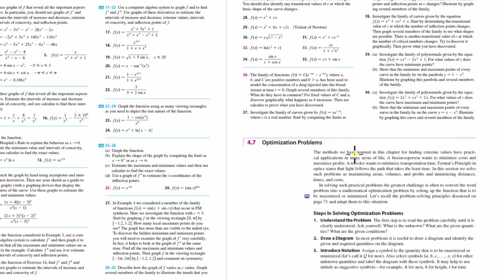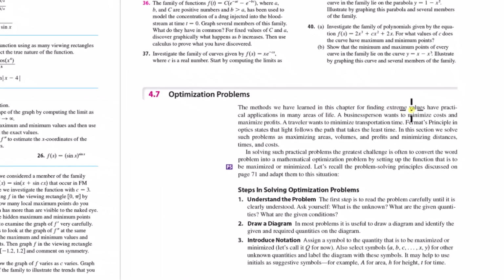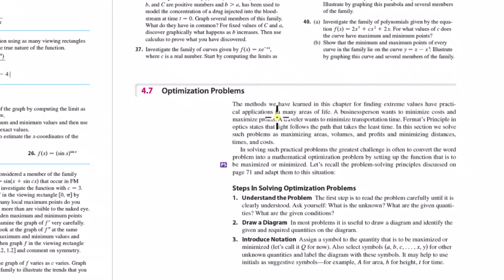Okay, the methods we have learned in this chapter for finding extreme values have practical applications in many areas of life. A business person wants to minimize costs and maximize profits. A traveler wants to minimize transportation time. Fermat's principle in optics states that light follows the path that takes the least time. In this section, we solve such problems as maximizing areas, volumes, and profits, and minimizing distances, times, and costs.